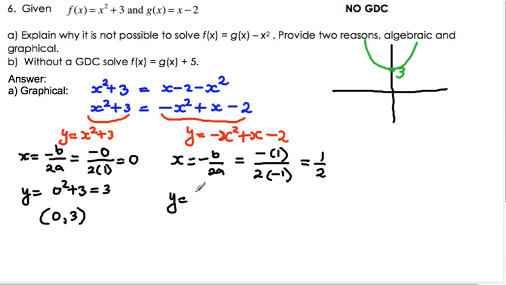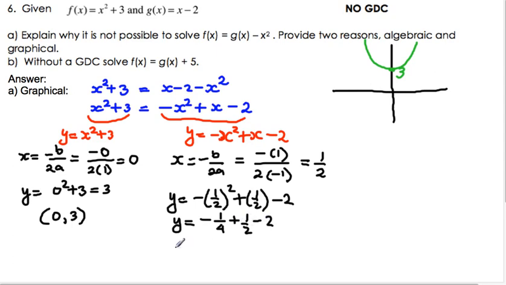Substituting this value into the formula, we will have -(1/2) squared plus 1/2 and -2. And trying to calculate that, we will have -1/4 plus 1/2 minus 2. So -1/4 plus 1/2 is positive 1/4, and then -2. So we will have -1 and 3/4. So you will have a vertex which is located at (1/2, -1 and 3/4). So again, we are not trying to be very exact here.